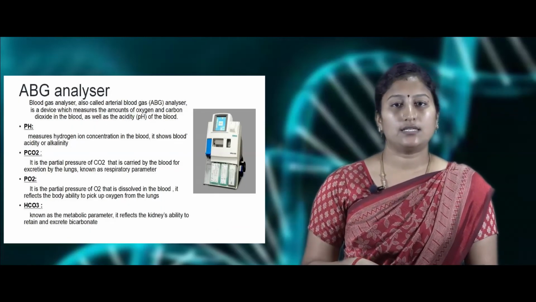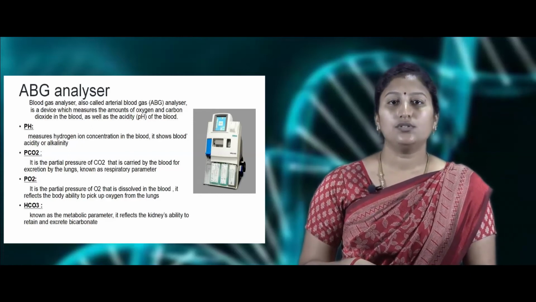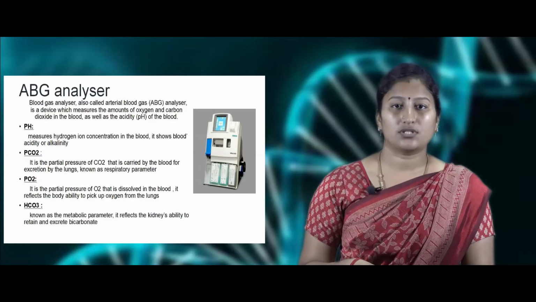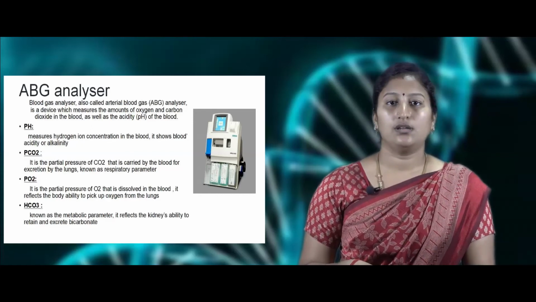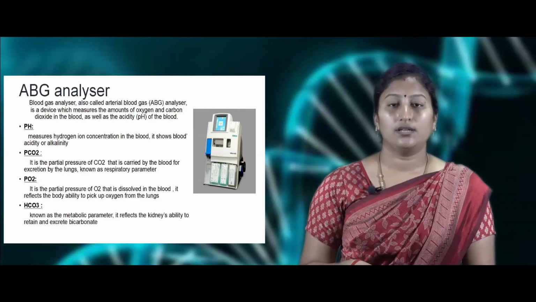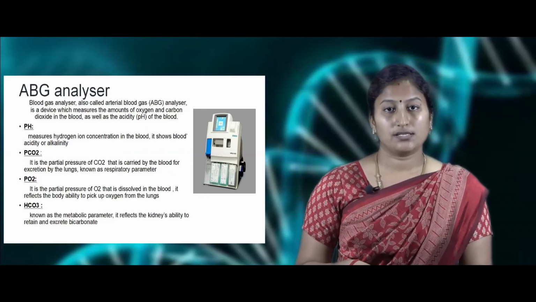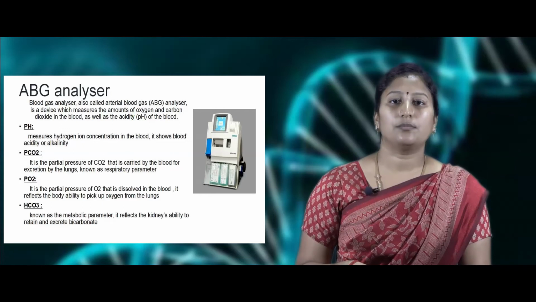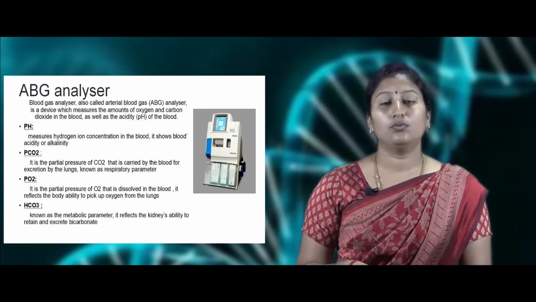ABG analyzer. Blood gas analyzer or arterial blood gas analyzer is a device used to measure the amount of oxygen and carbon dioxide in the blood. It also detects the acidity of the blood. The parameters of an ABG analyzer can be denoted as pH, PCO2, PO2 and HCO3, which is an additional metabolic parameter.